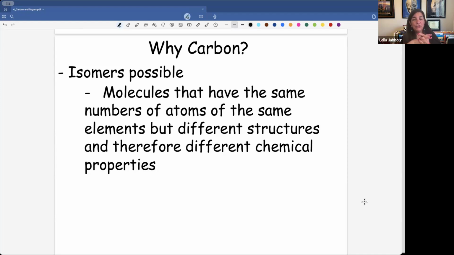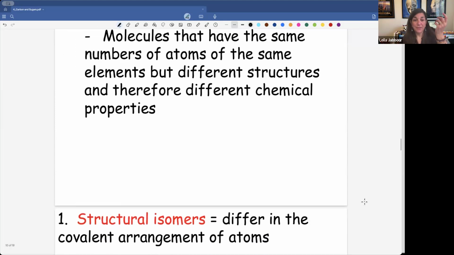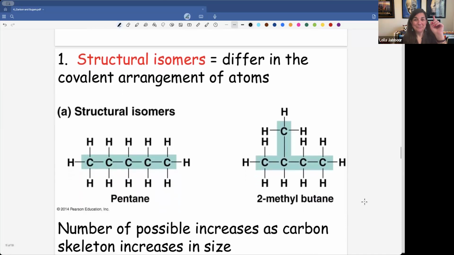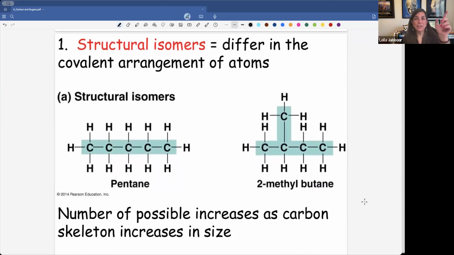So what is the definition of an isomer? Those are molecules that have the same numbers of atoms of the same elements, but different structures and therefore different chemical properties. So how is this possible? Same carbons, same number of atoms, but in the end, the structure is a little bit different. So let's look at that. Structural isomers depend on where the bonds are arranged.